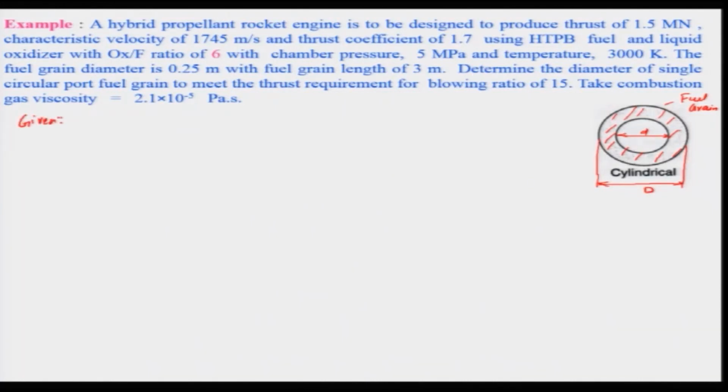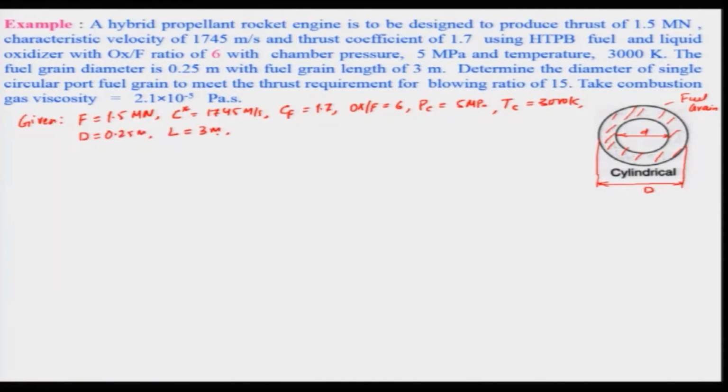The given values are basically thrust F is 1.5 meganewton, the characteristic velocity is 1745 meter per second, thrust coefficient 1.7, and oxidizer fuel ratio is 6, and chamber pressure is 5 megapascal, and temperature is 3000 Kelvin. And the grain diameter is 0.25 meter, and length is given as 3 meter, and viscosity is given as 2.1 into 10 power to minus 5 Pascal second, and blowing ratio B is equal to 5.